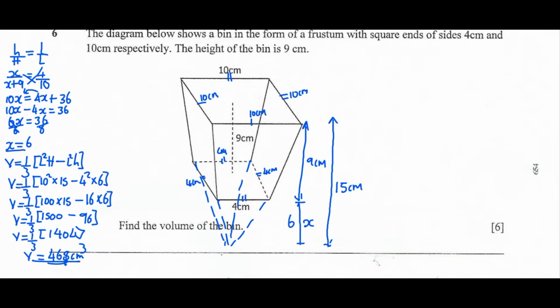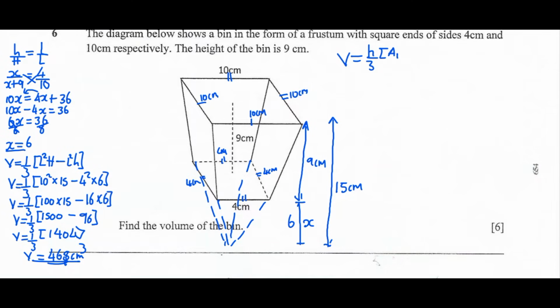Now let's also find another way, but this time there is no need of finding the height of the smaller pyramid. We just use the given 9 centimeters. So the formula is volume is equal to 1 over 3 times h, which we can just say h over 3, open brackets.